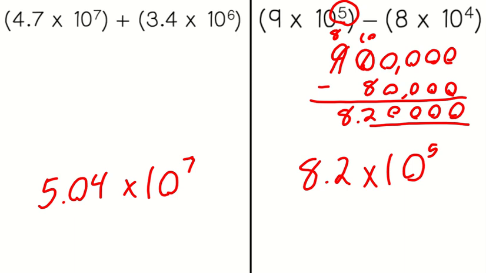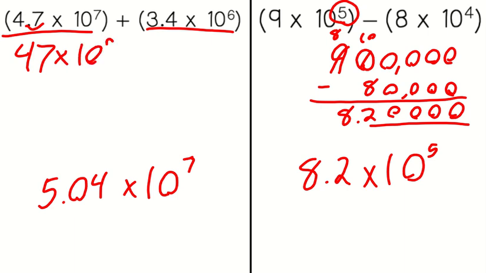The other way we do this, we got to make the exponents match. The exponents tell me how many digits are to the right of the decimal since they're positive ones, right? So I would have 6 digits to the right for this one. I got 7 digits to the right for that one. So to make them match, I'm going to take my decimal and move it over. So now I would have 47 times 10 to the 6th power.